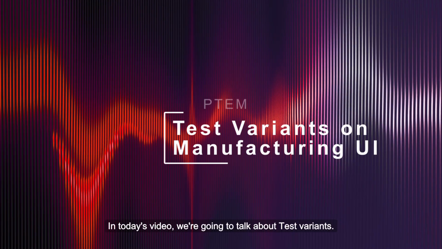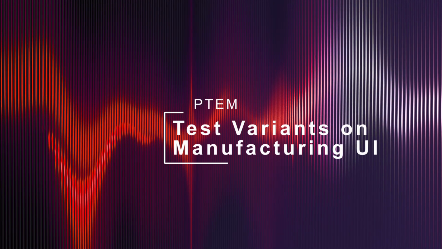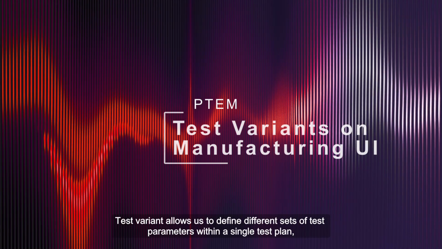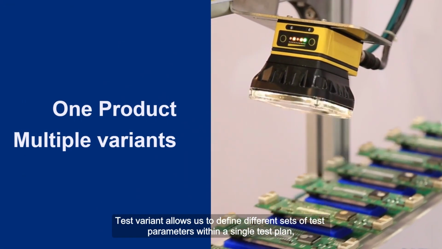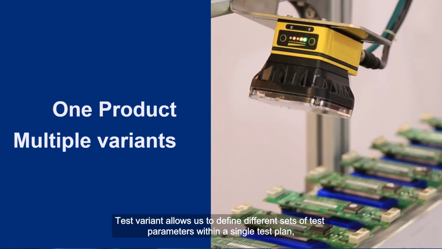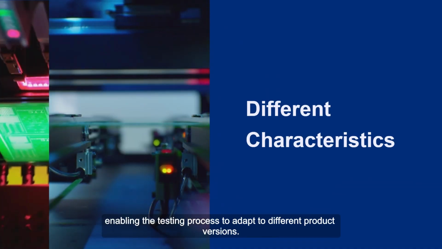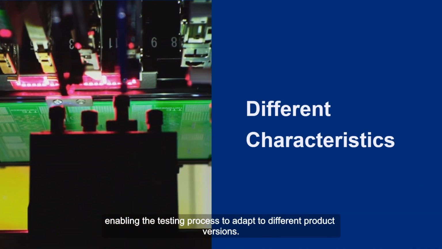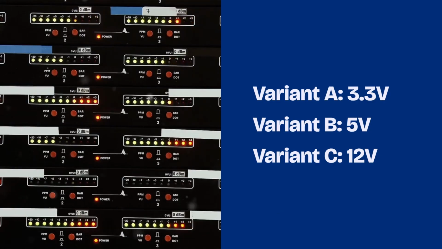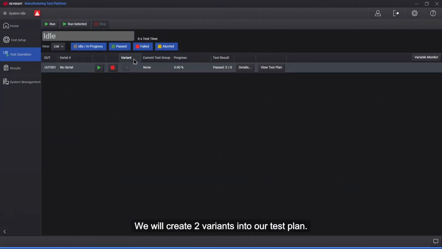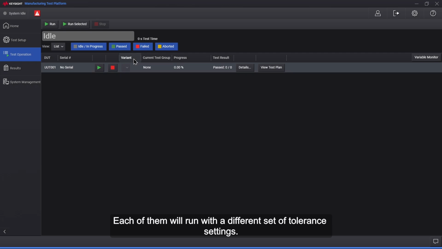In today's video, we're going to talk about test variants. Test variants allows us to define different sets of test parameters within a single test plan, enabling the testing process to adapt to different product versions. For this demo, we will create two variants into our test plan. Each of them will run with a different set of tolerance settings.